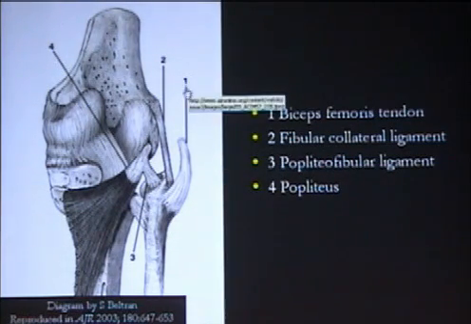Okay, so let's review what we talked about. Biceps femoris tendon, number 1 here. Number 2, fibular collateral ligament. These are kind of coming together, inserting laterally on the fibular head.